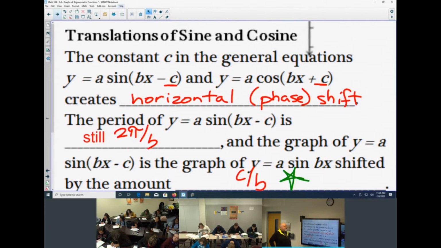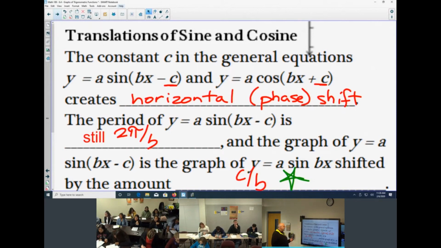We did horizontal shifts with other functions when we did the graphs back in 152. And just like in those, the horizontal shifts move the opposite direction that you think. So if you have a plus in here, it's going to move to the left. If you have a minus, it moves to the right.